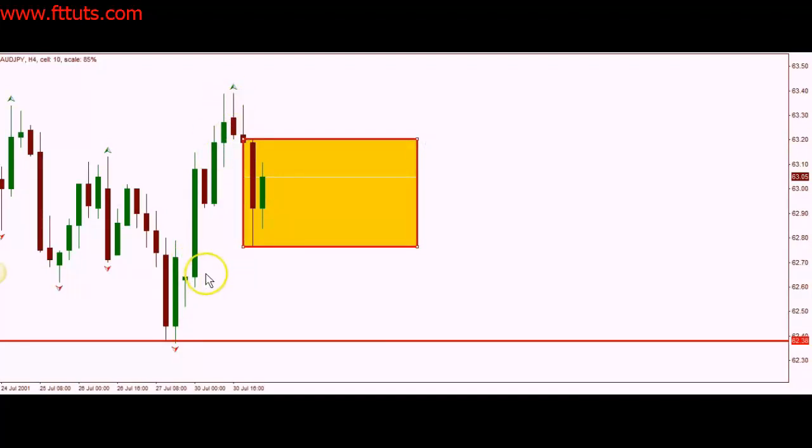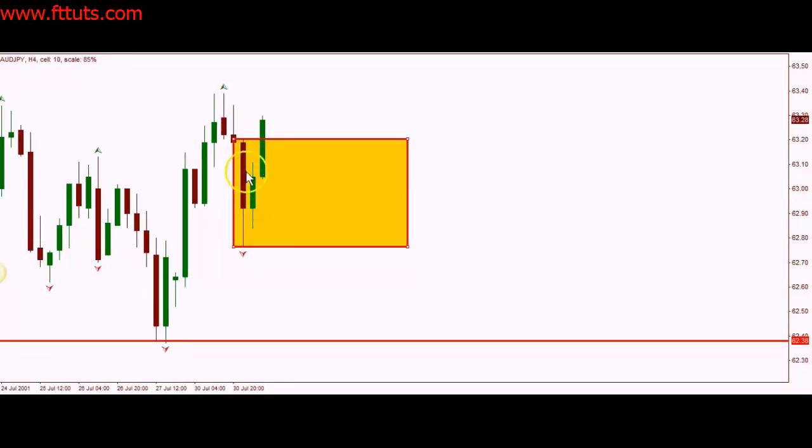So we talked about these formations. One of them was the 3 inside up. Currently this is setting up to be a 3 inside up. So let's see what the next candle does. The next candle breaks outside of that level. All right, so that's a 3 inside up. So you would put your entry right there and trade to the upside. But we're not looking at 3 inside up.